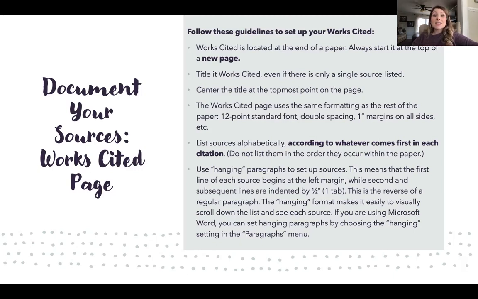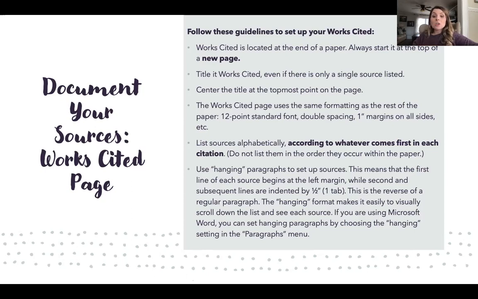List your sources alphabetically according to what comes first in each citation. Do not list them in the order that they occur in the paper. And this is the same for your annotated bibliography. Use hanging paragraphs to set up the sources. Basically, what we call these are hanging indentions.